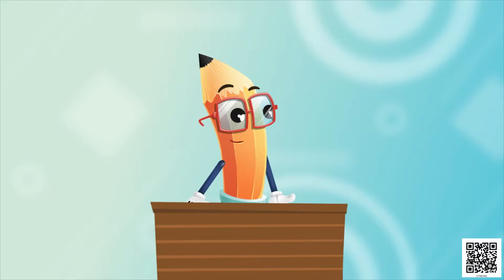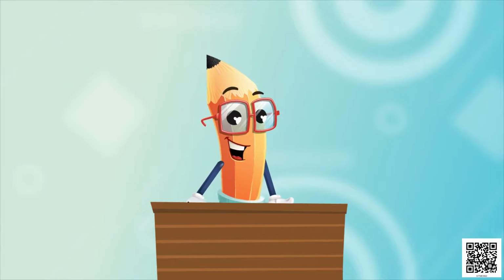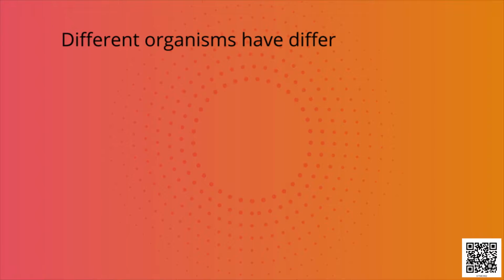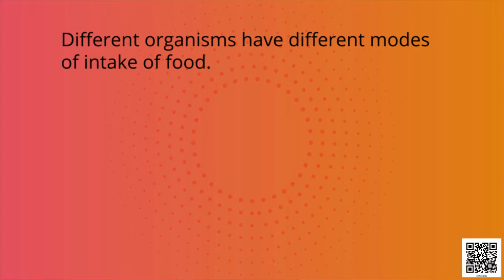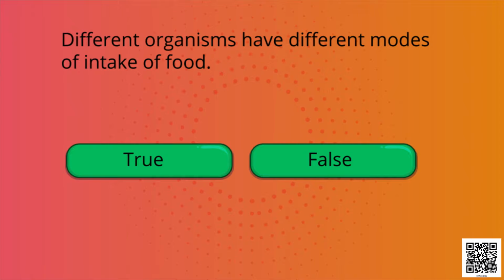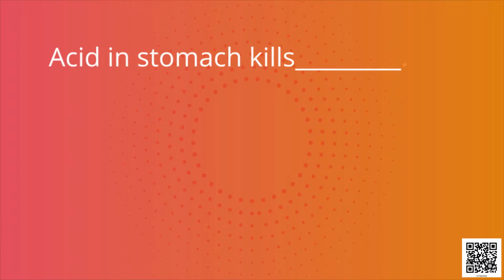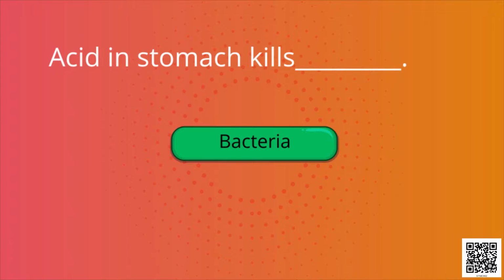Students, now I will ask you a few questions. Different organisms have different modes of intake of food. Is it true or false? So, the right answer is true. This is a true statement. My next question is: acid in stomach kills dash. So, the right answer is bacteria.